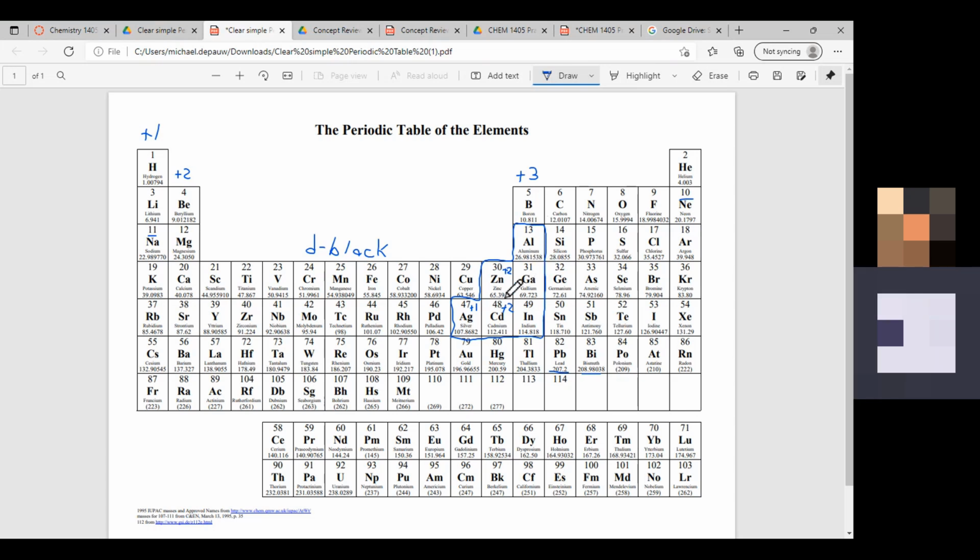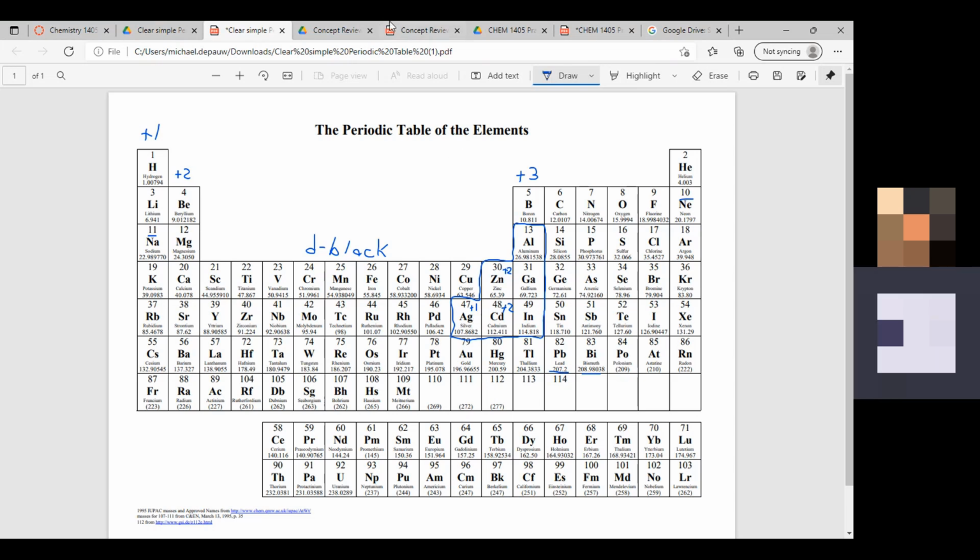So these are always +3s. So you have 1 +1, 2 +2s, 3 +3s. So it's really easy to remember, really easy to keep in your mind. But these, they don't get Roman numerals when you name them, precisely because they do not have multiple charges. They only have 1 charge. So that's how you can figure out what charge something ought to have.